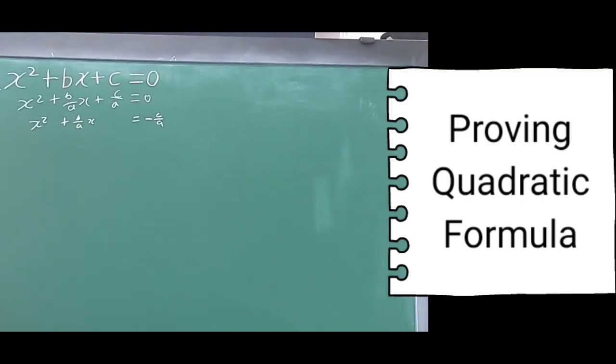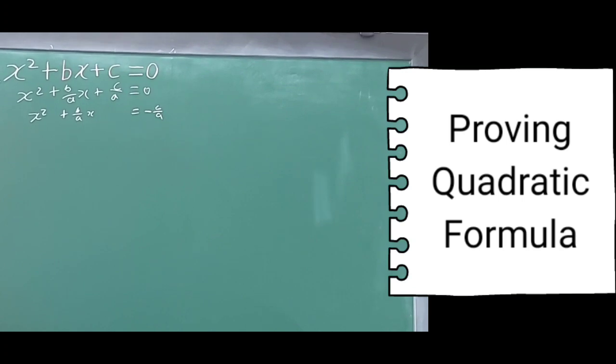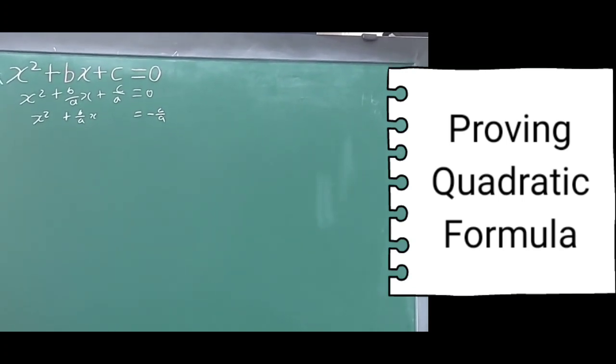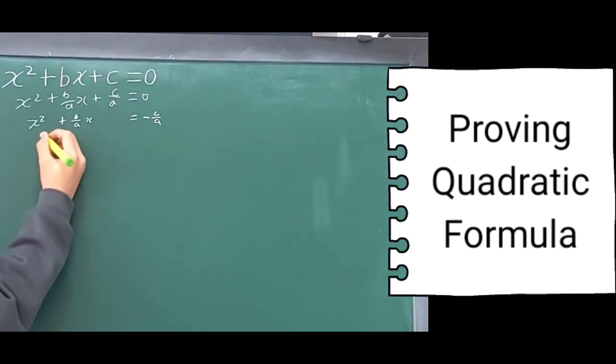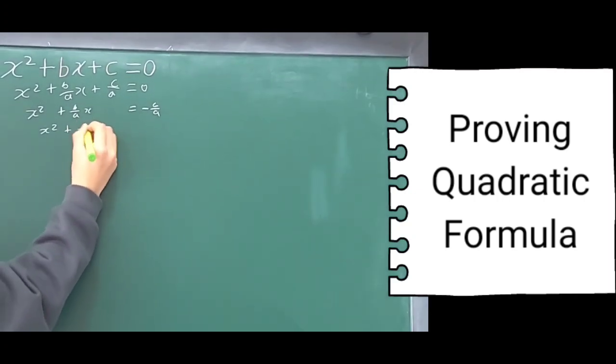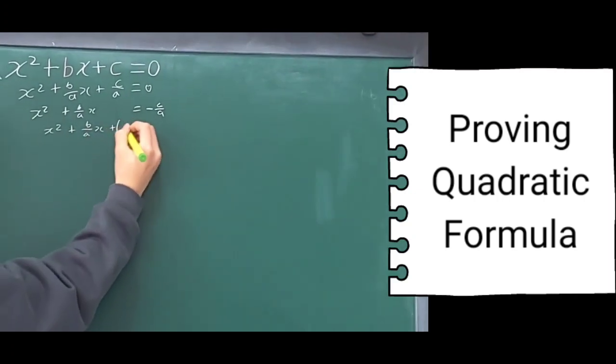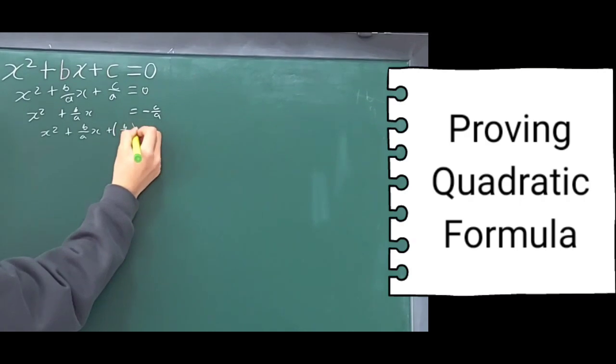Now what I want to do right now is add b over 2a squared. And I want to do that because when I do it, I can factorize it.